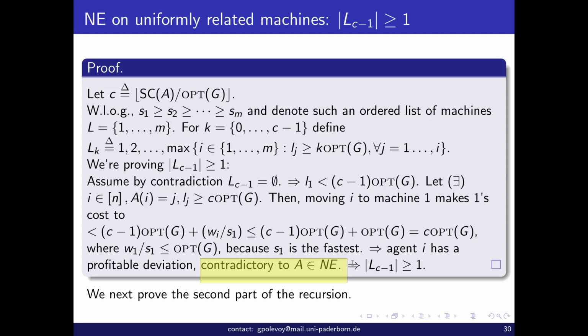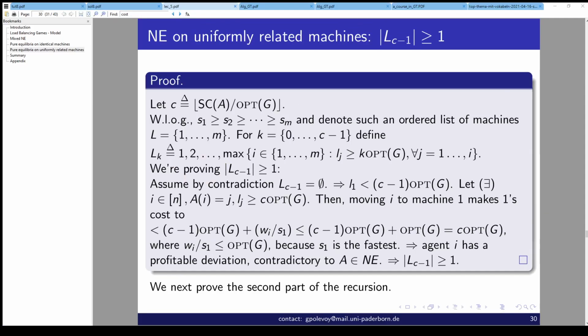So the size of L cannot be 0. So we have proven that the size of L_C minus 1 is at least 1. So we have proven what we wanted to do. Okay, so I fixed the typo I told you about. And so it has to be Wi divided by S1. And now we are done with proving the basis of this recursion.